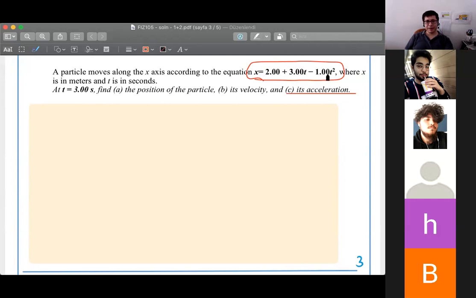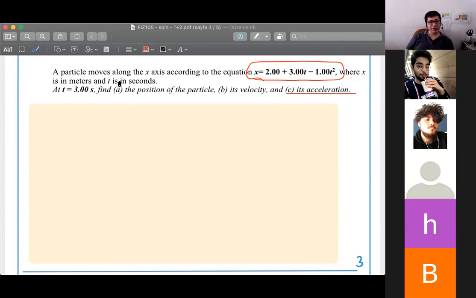Here, this is 1/2 at square term, right? Therefore, the acceleration is, I think, minus 2, right? When you put minus 2 to 1/2 at square, then you get this. Let's find out. Let's continue.